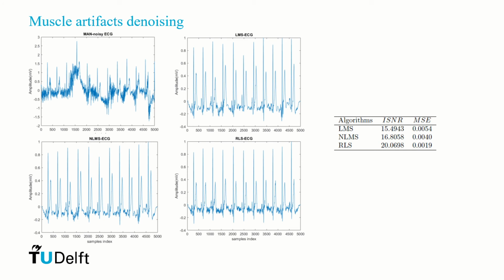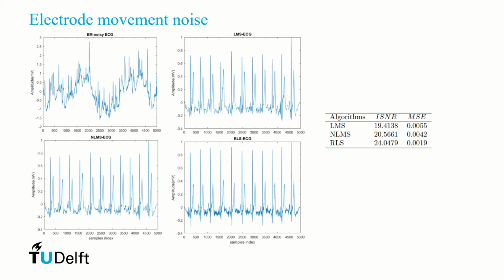And this is the result for the muscle artifacts denoising. Still, RLS has the best result, and this time NLMS is only slightly better than the LMS. And the last one is the result for the electrode movement noise. RLS is still the best one, and then the NLMS is slightly better than the LMS.